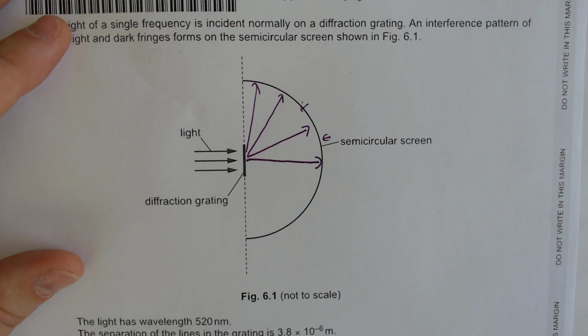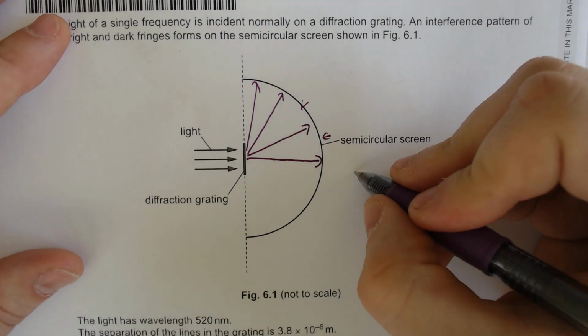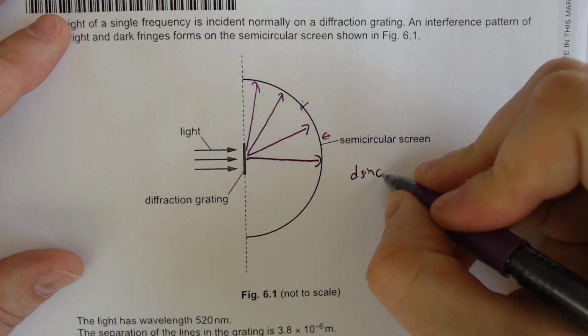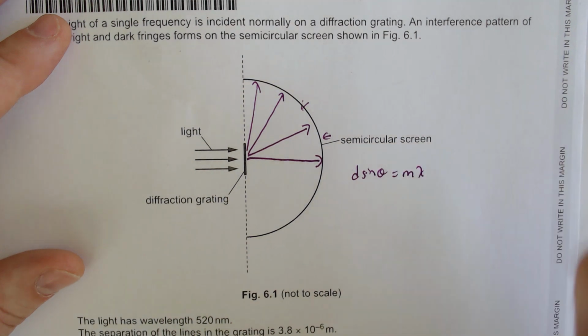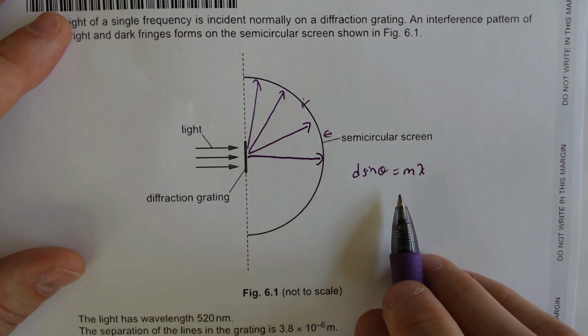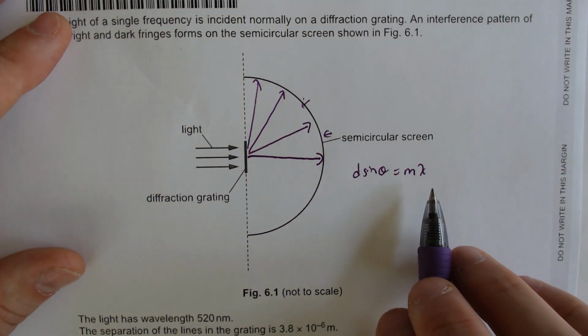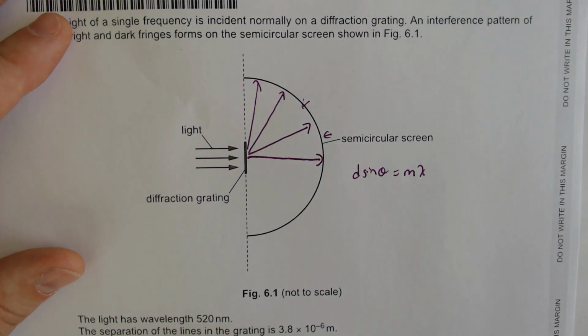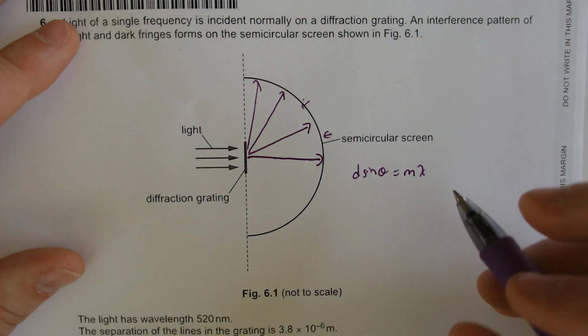So you have two formulas at your disposal. You have d sine theta is equal to m wavelength. Other people may use d sine theta is equal to n lambda, both of which are the exact same thing. It just depends on what letter you want to use.